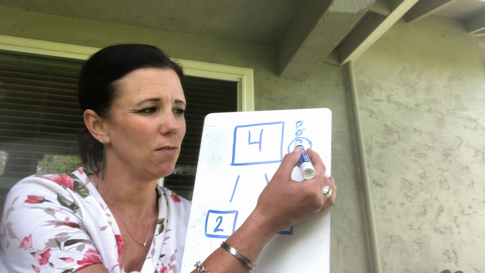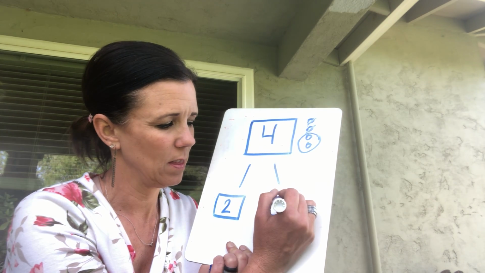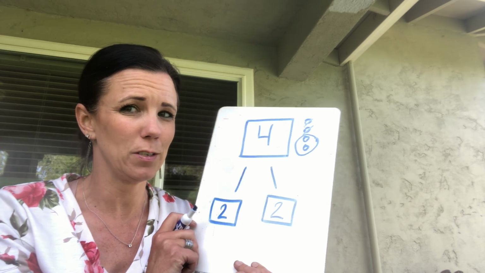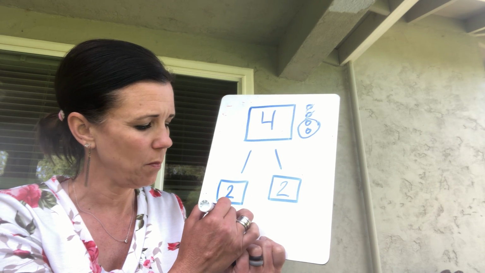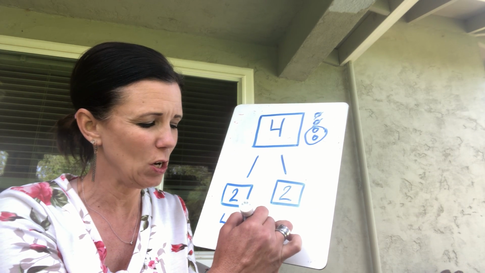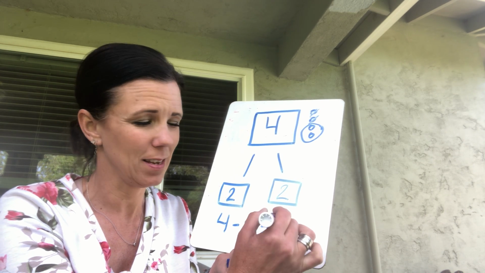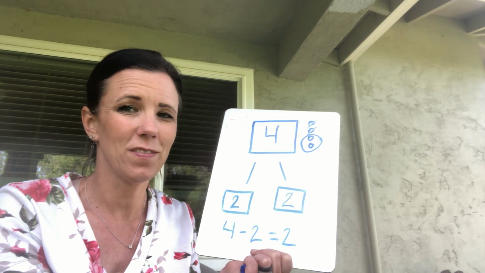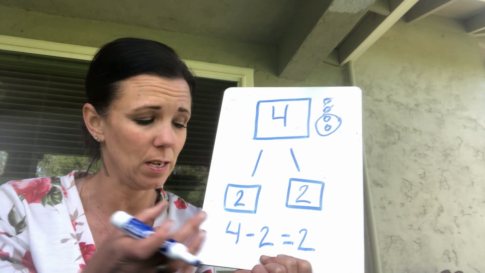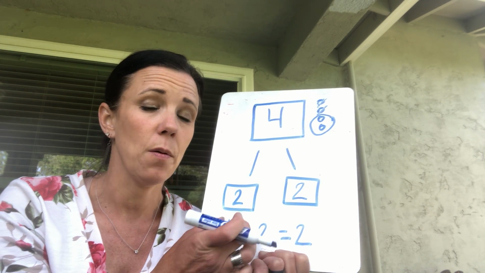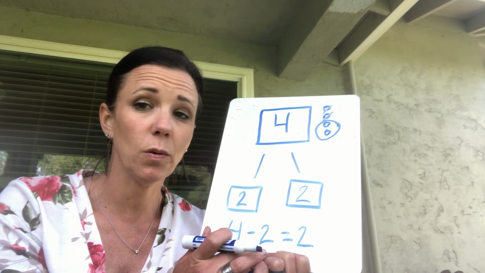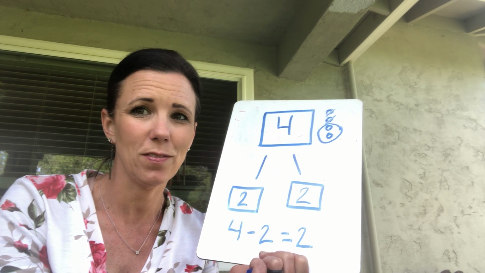So how many do I have left? 1, 2. 2. Now when you're decomposing numbers, you're taking them apart. So our number sentence would look like this. 4 minus 2 equals, you got it, 2. 4 minus 2 equals 2. So when we're decomposing numbers, we're starting with our whole and we're taking it apart. So I started with my 4, I took away 2, and I had 2 left.